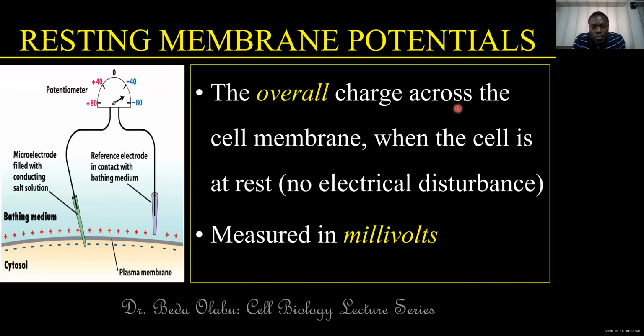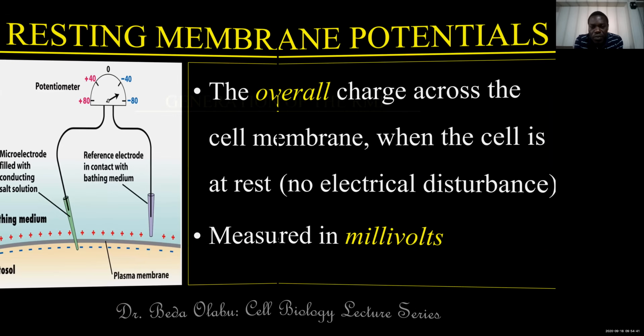As I've mentioned, it will be measured in millivolts. So that overall charge is measured in millivolts. This is the cell membrane. So we see charges here. Maybe you're wondering, why am I putting positive here and negative here? We are going to see that shortly. But what I want you to pick at this point is that there are some charges either way across the membrane, and that can be measured in millivolts. So as long as this cell membrane is not disturbed, the charges that exist across it will be termed the resting membrane potential.